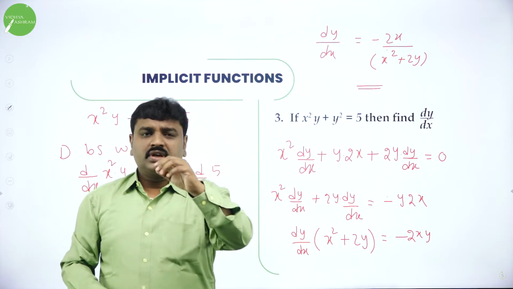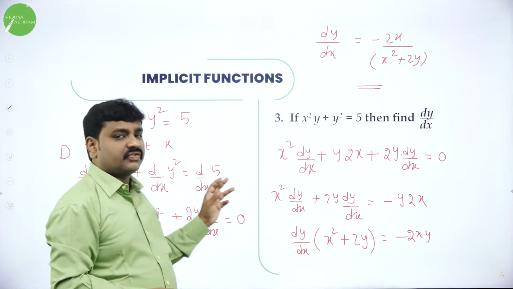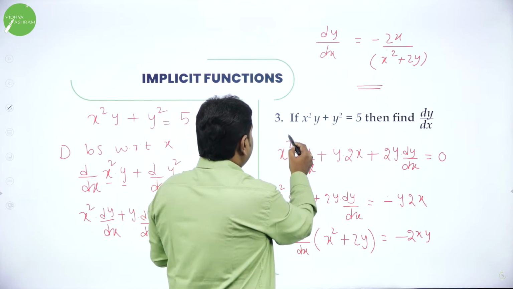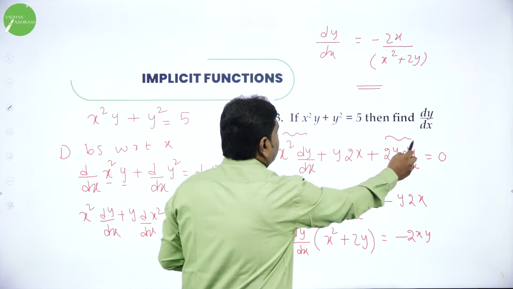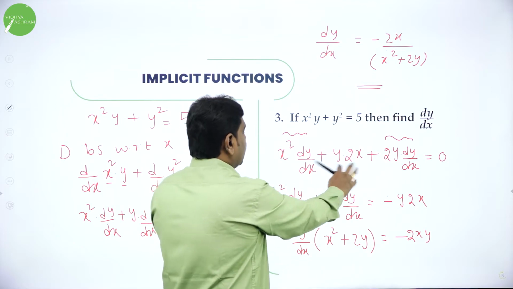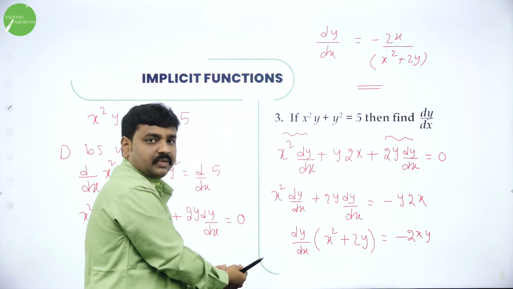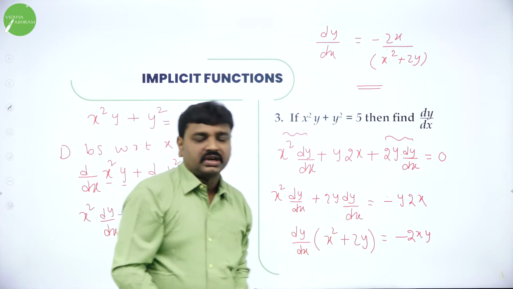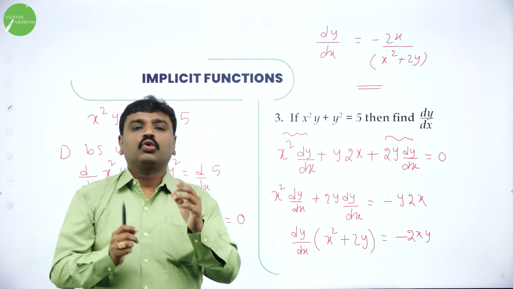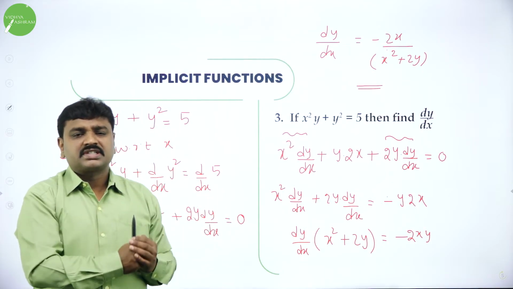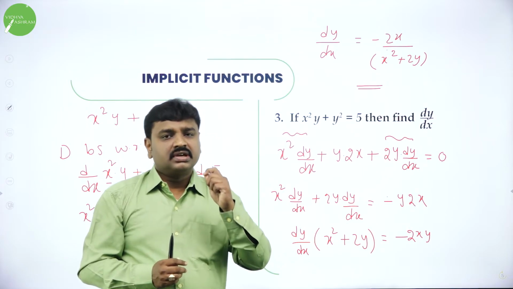I told you, if you want to differentiate an implicit function, differentiate both sides. Then group all dy by dx terms. So here you have dy by dx, here you have dy by dx. These two I grouped, and this is non dy by dx, transfer to RHS, and in these two take dy by dx common and transfer this to RHS, you will get the answer. So when you have more than one dy by dx term, group all dy by dx terms to one side and take dy by dx common and rearrange and get the answer.